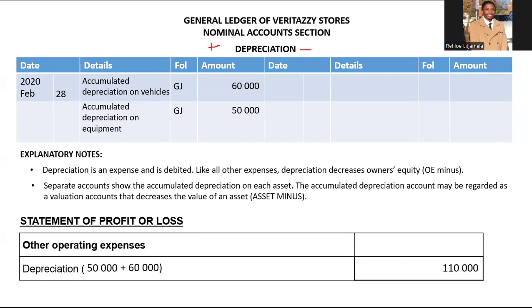What you can take from this is that accumulated depreciation increases on the credit side whenever we recognize depreciation, and depreciation will increase on the debit by the depreciation on all your assets for the current year. So you debit depreciation, you credit accumulated depreciation. Depreciation on all your assets will be added up and recorded under operating expenses in the statement of profit or loss.